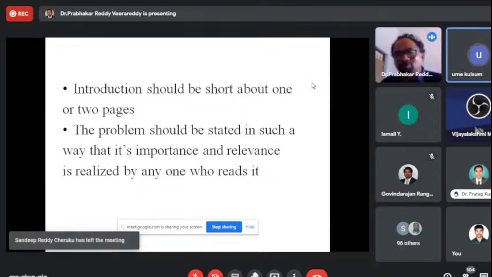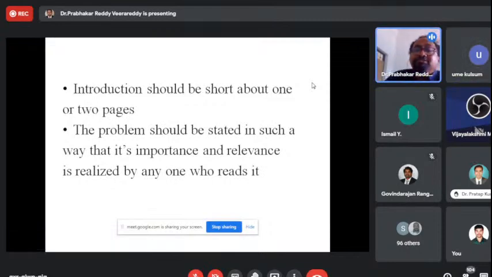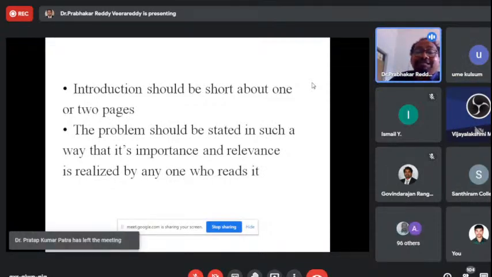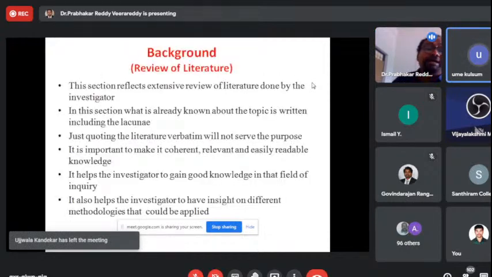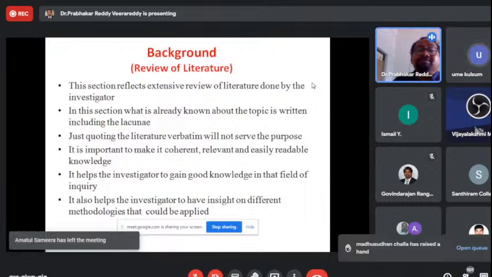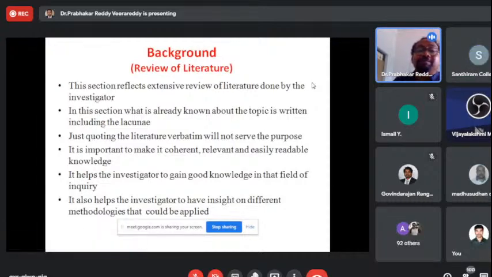100 pages or 200 pages, no, don't go like that. The problem should be stated in such a way that it's important and the relevance is realized by anyone who reads it. Background, I already told you. Review of literature is very, very important. This section reflects the extensive review of literature done by the investigator.